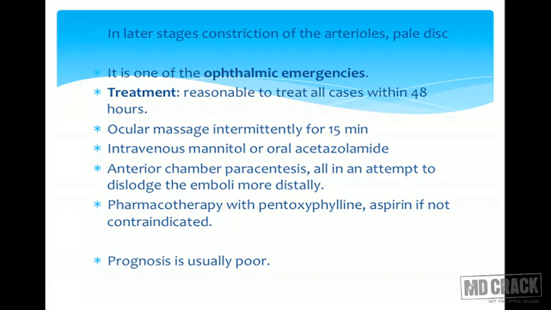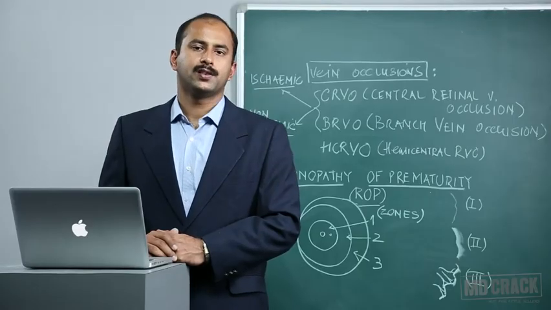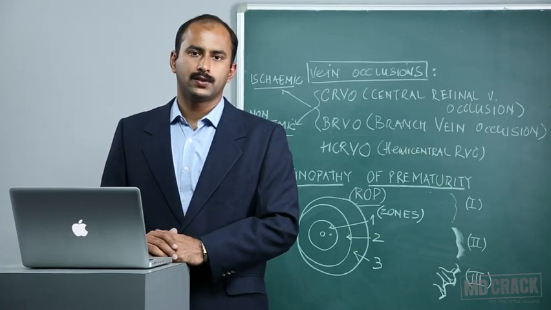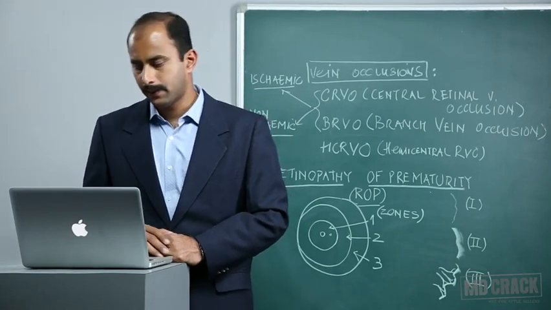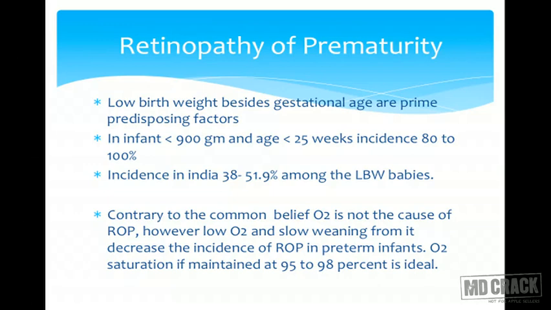Pharmacotherapy with pentoxifylline, aspirin, hemorrheological agents to increase the perfusion can be used if not contraindicated. Even after doing all the above, usually the prognosis in such cases is poor. What we can do for such patients is identify the systemic cause and prevent this from happening in the other eye. Coming to another very important topic in terms of preservation of quality of life and the years of quality of life is retinopathy of prematurity.